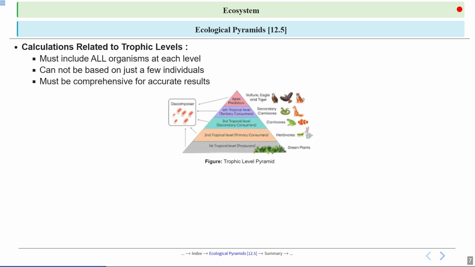Again, this is the trophic level you can see here. At each trophic level, you have to include all the organisms. So if you're talking about the producers, you should include all the plants here. The grasses, the shrubs, the trees, all should be included. Similarly for the other trophic levels as well. The study should be very comprehensive. In short, it should not be based on just a few individuals.